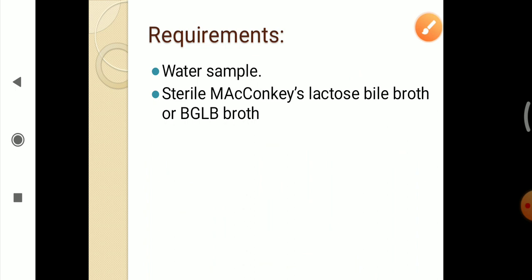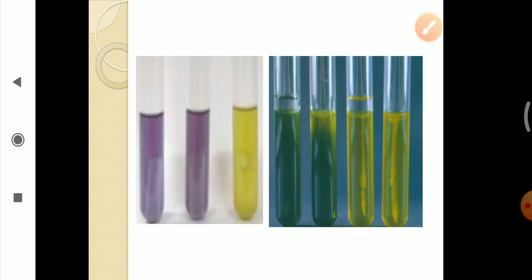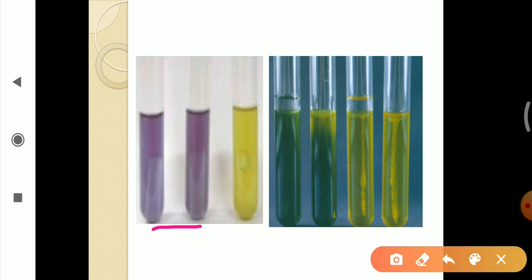To perform the Eijkman test, or elevated temperature test, first of all we will take the MacConkey lactose bile broth. This is a MacConkey lactose bile broth original tube, or we can also take brilliant green lactose bile broth, any one we can take. If we are taking the MacConkey lactose bile broth, we will take this, and in that we will add 1 to 2 loops of the water sample.